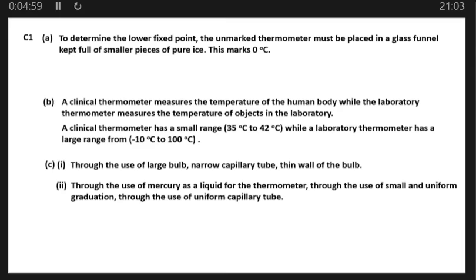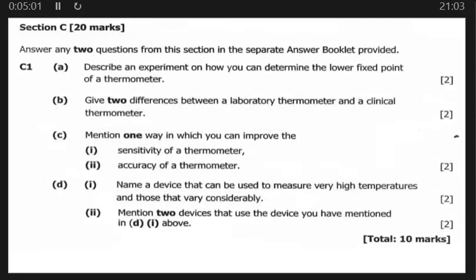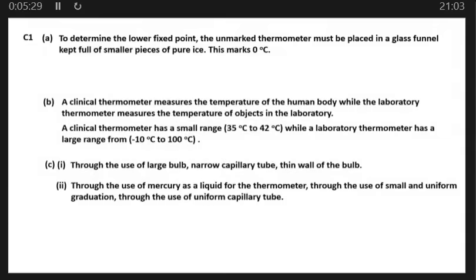All right, so let's go back to another question, which is D. It says, name a device that can be used to measure very high temperatures and those that vary considerably. Here they gave 2 marks, which I think was an error. They're saying name a device, so naming wouldn't require them to award 2 marks there. The device here is a thermocouple.